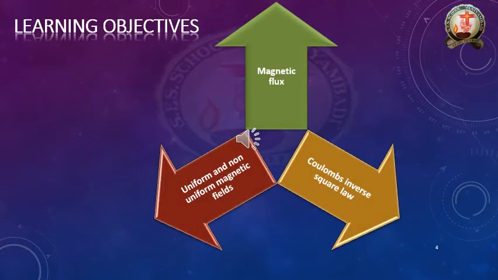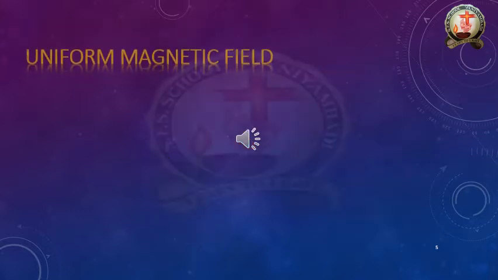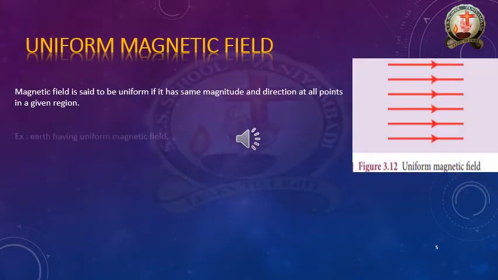Today's learning objectives are magnetic flux, uniform and non-uniform magnetic fields, and last one, Coulomb's inverse square law. About these three concepts, we are going to learn in today's class. Now today's first concept is uniform magnetic field.